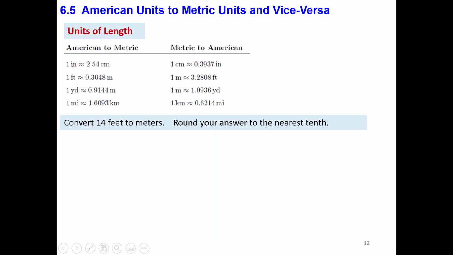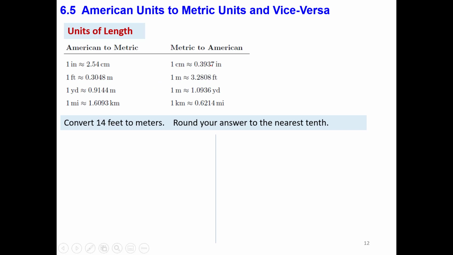You see, this is the American system, American units is inches, and this is the metric units. Then to convert from inches to centimeters, foot to meters, yard to meters, miles to kilometers, you can use any of these conversion factors. Also, you can use this one from metric system to American system.